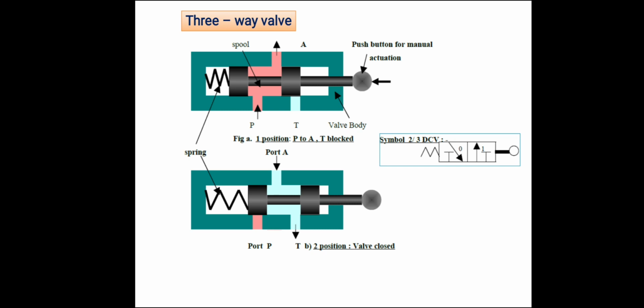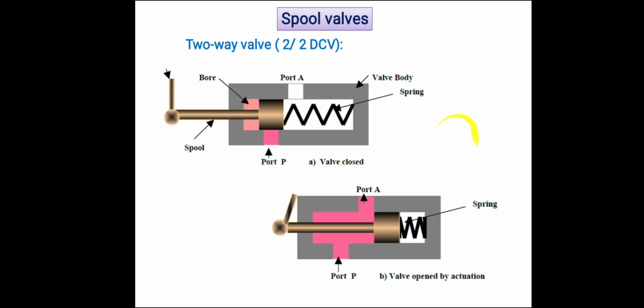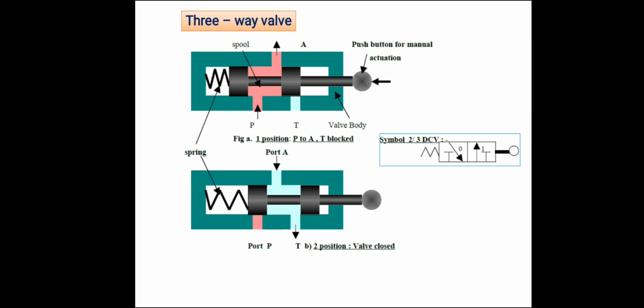The symbol used is, you can see, the symbol for the 2x3 way direction control valve, that is spool type valves. So this is a 3x2 or 2x3 DCV.